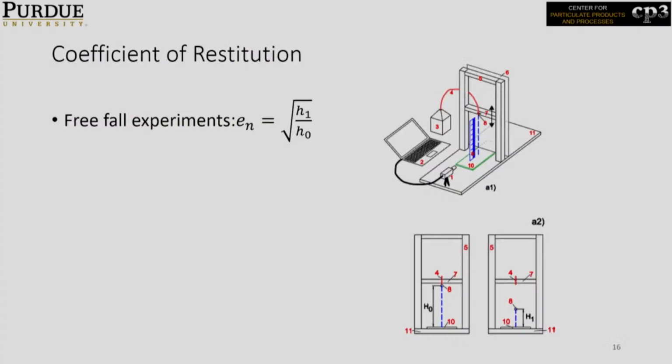Common setup, again, free fall experiments. So what happens is, you make the material drop from a specific height, and you use some high speed camera to get the rebound velocity. Okay, the velocity when it falls from a specific height, and from the rebound, by using rebound velocity or rebound height, you get the coefficient of restitution. Okay, simple setups, right?